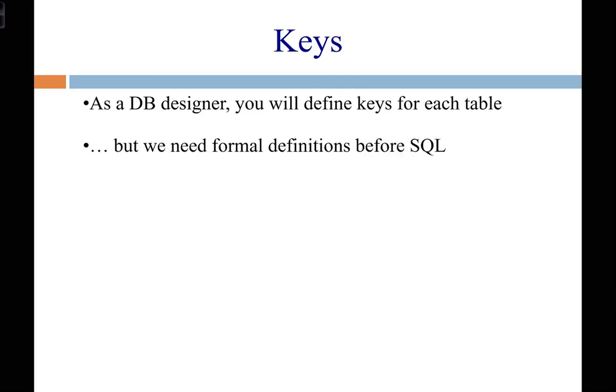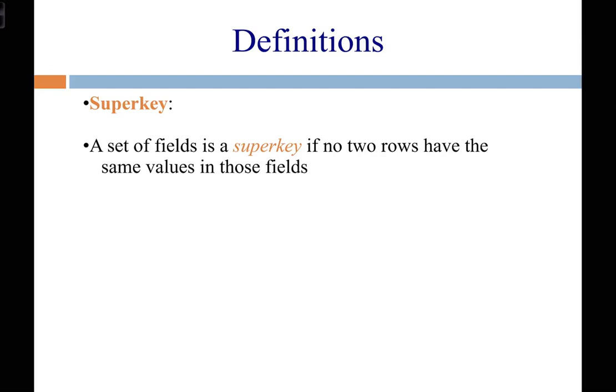But before doing that in SQL, we need to formally think about what does uniqueness mean in a relation. Why is it important? How does it help us reason about the data? So I'll leave you with a definition for today that we will explore further next time. So a superkey is any set of fields such that no two tuples have duplicate values in those fields.